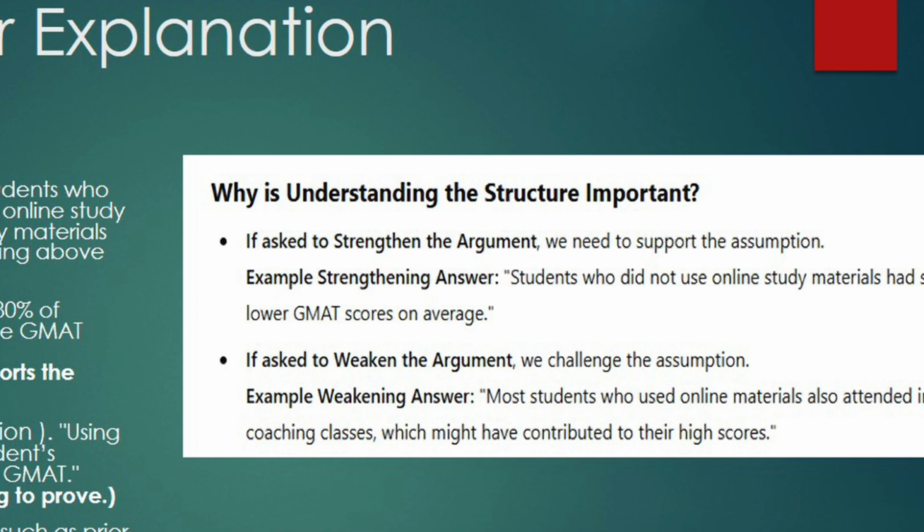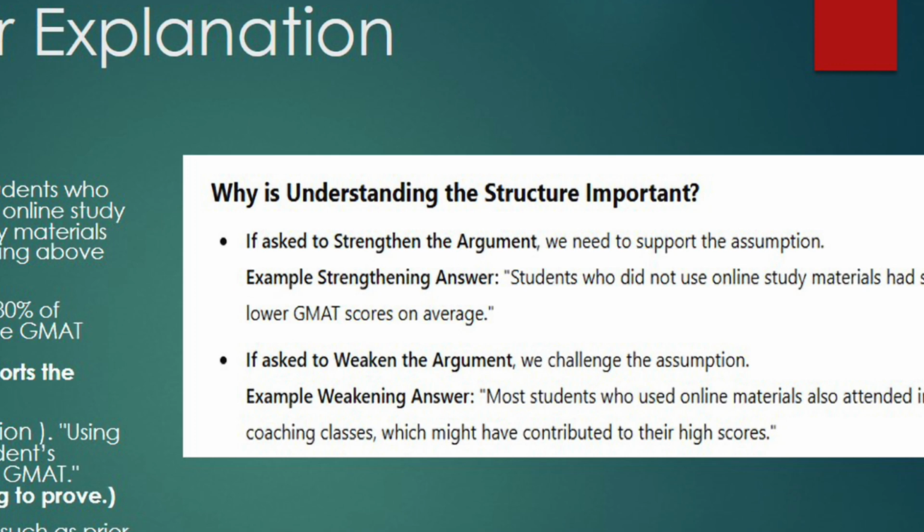If asked to strengthen the argument, we need to support the assumption, or we need to put forward something which supports the assumption, which is not explicitly told in this but implicit. So students who did not use online, what can this be? So an example is students who did not use online study materials had significantly lower GMAT scores on average. So this is substantiating the assumption, or you can say it is giving more weightage to the assumption.